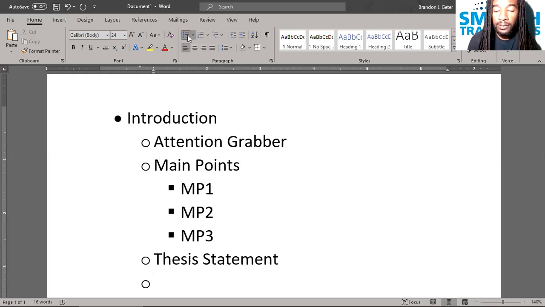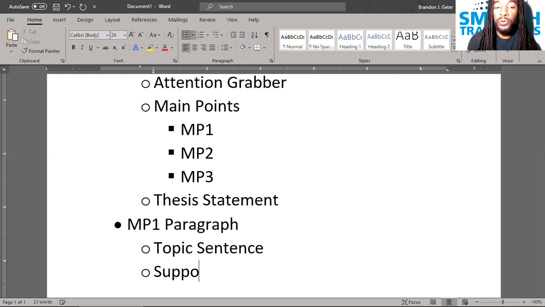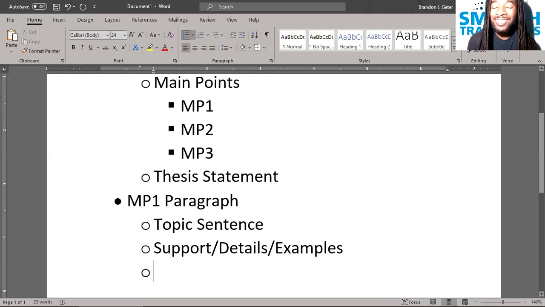Next paragraph is our main point 1 paragraph. And what's this paragraph made up of? It starts with a topic sentence, followed by support and details, examples, and then at the end of a body paragraph, before the next body paragraph, we have our transition.